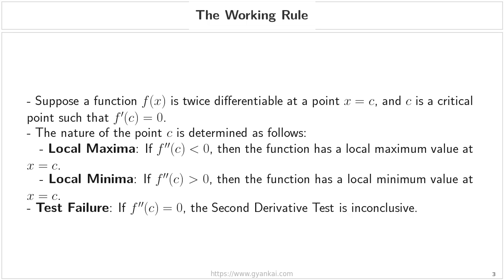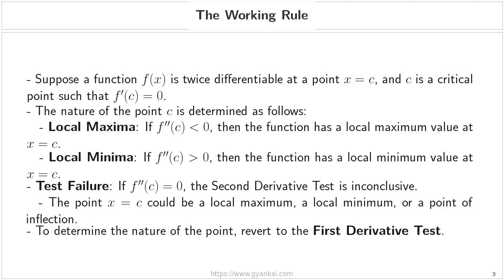However, there is a possibility that the test fails. If the second derivative, f''(c), equals 0, the second derivative test is inconclusive. In such a case, the point x equals c could be a local maximum, a local minimum, or a point of inflection. Because the second derivative does not give us a definitive answer here, you must revert to the first derivative test, which we touched upon at the start of this lesson, to determine the nature of the point. Once you are comfortable with these rules, we will move on to the step-by-step procedure to apply this in practice.